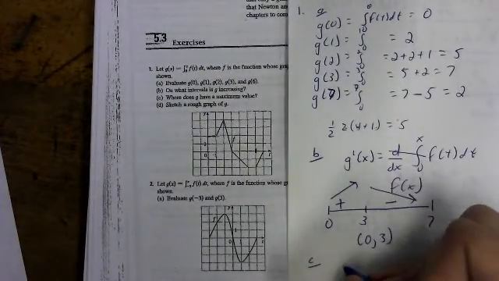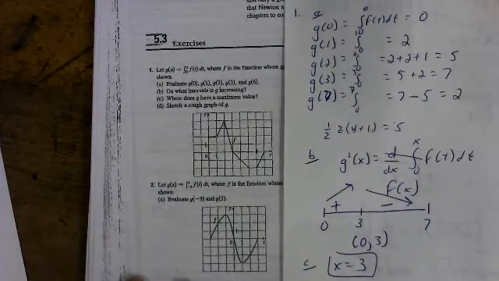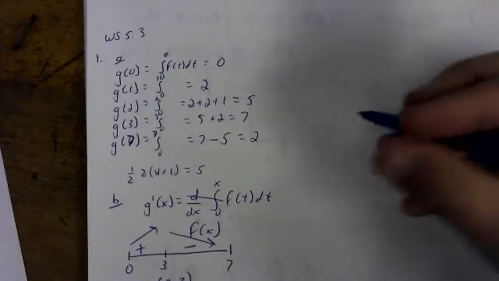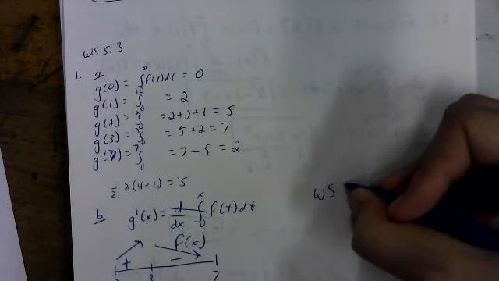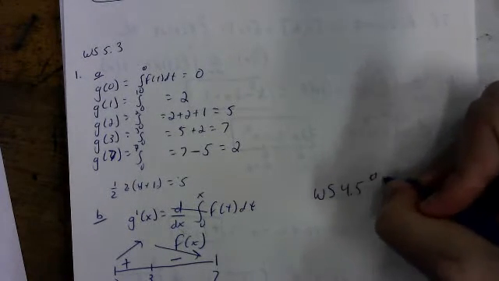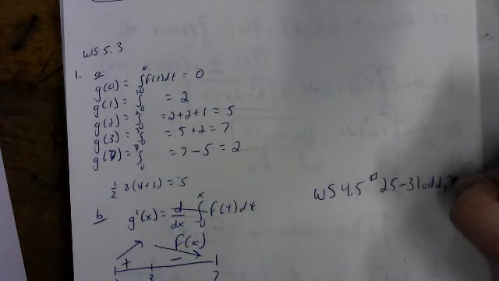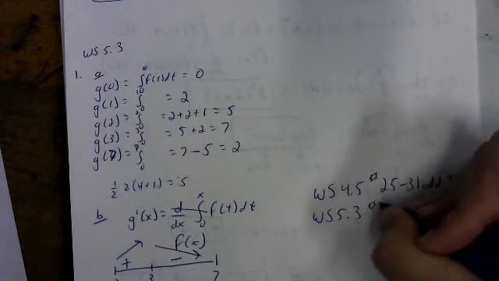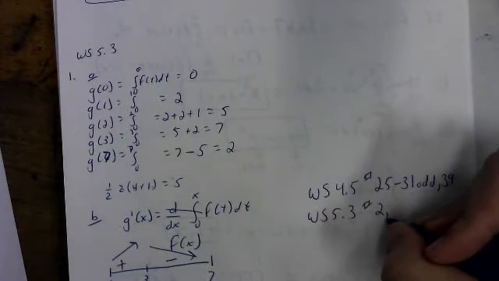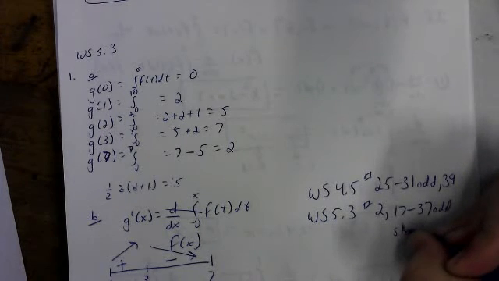So for homework tonight, and I'll post all the answers on the e-board under the Chapter 5 tab, is worksheet 4-5, numbers 25 to 31 odd, 39, and worksheet 5-3, which is the worksheet we just had that last problem from, number 2, 17 to 37 odd, skip 33 and 35, and number 40.